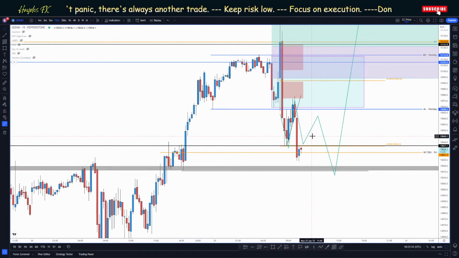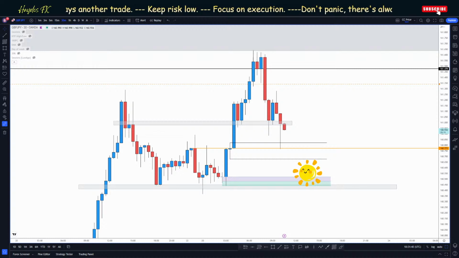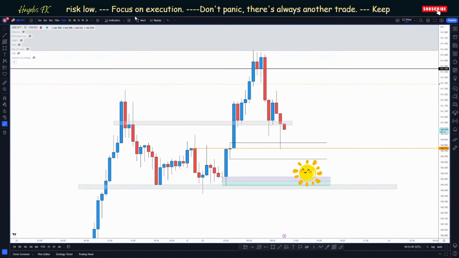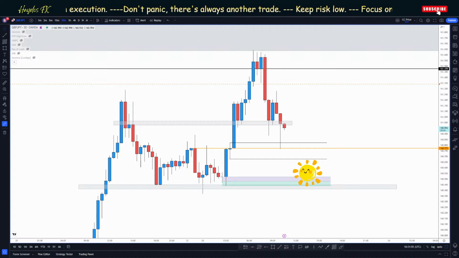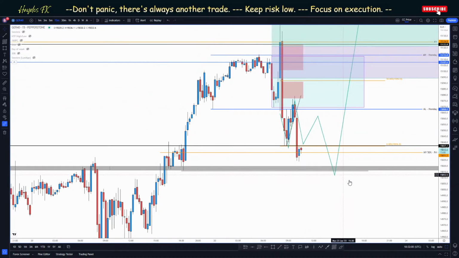Can I go long on German, short on gold, short on pound yen? Euro's range is too small. No, I can't touch this. I'm just going to touch these two: gold and German 40.